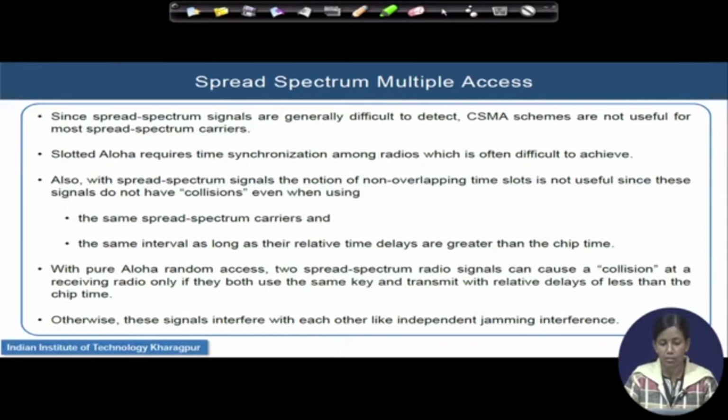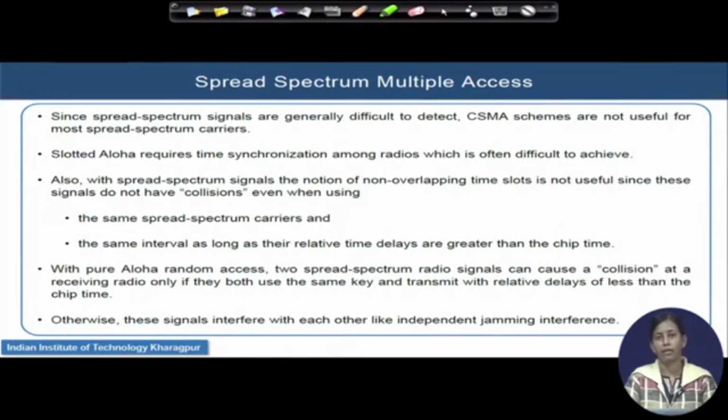And the notion of non-overlapping time slots is not very useful, because we have understood that if the signals are one chip duration away from each other, the collision can be avoided. So they don't collide in the same spectrum if the time delays are more than the chip duration. And with the pure Aloha random process, two spread spectrum radio signals can cause a collision at the receiving radio, but only if both of them use the same key.